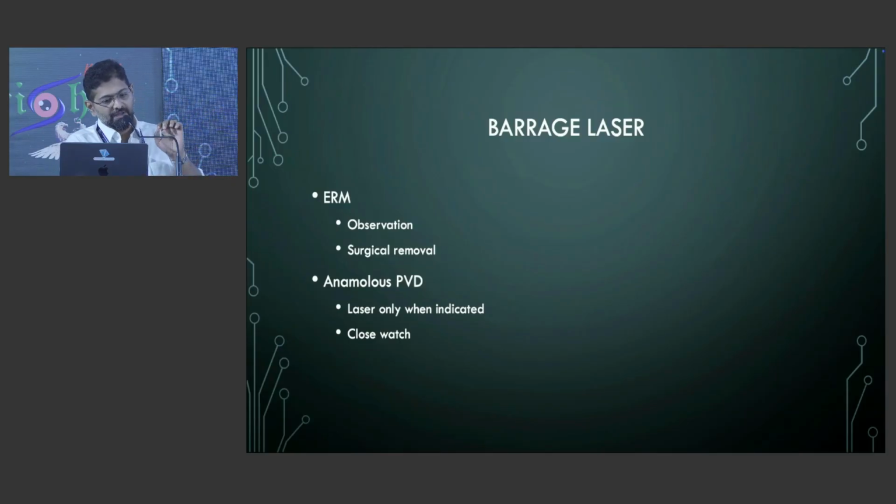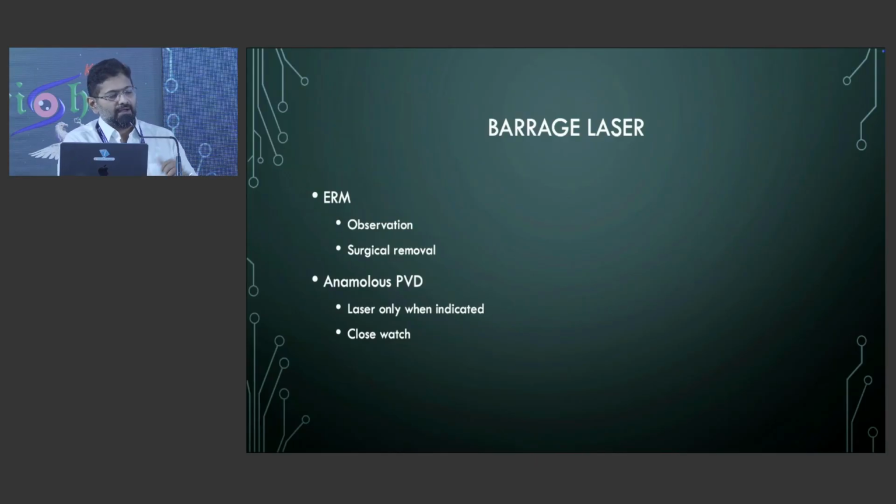So what happens is when you do a laser, there is some amount of inflammation happening. Most of these patients tend to have a PVD. So all these inflammatory cells come and settle over the macula, and what happens next is an epiretinal membrane. When you have an ERM, if the patient's vision is fine and the patient is not symptomatic, you can observe. If the patient is symptomatic, with metamorphopsia, the patient has to undergo surgical removal.